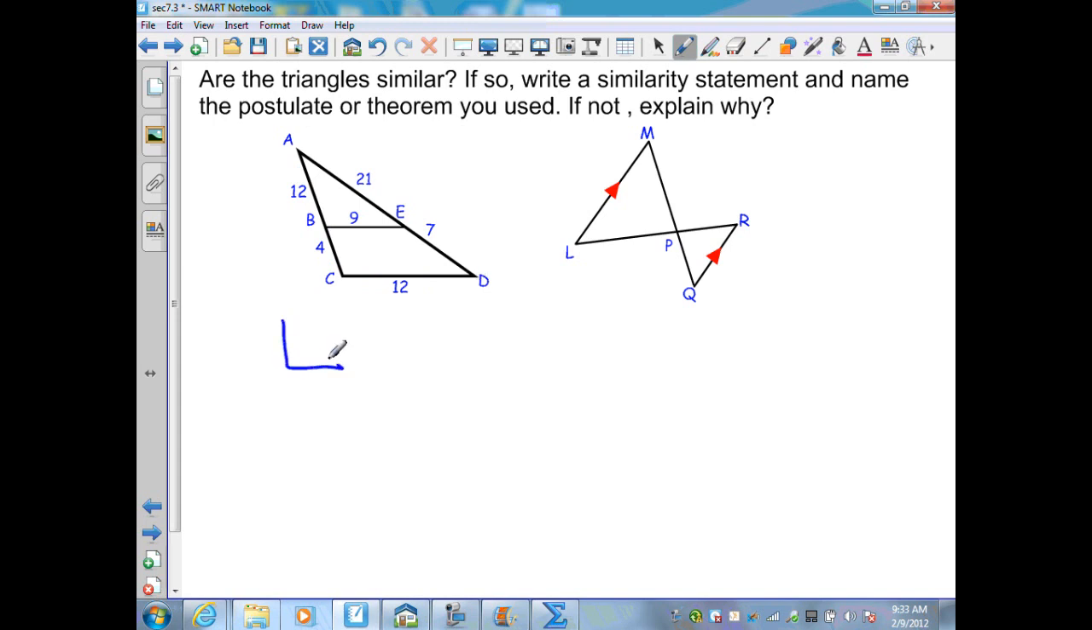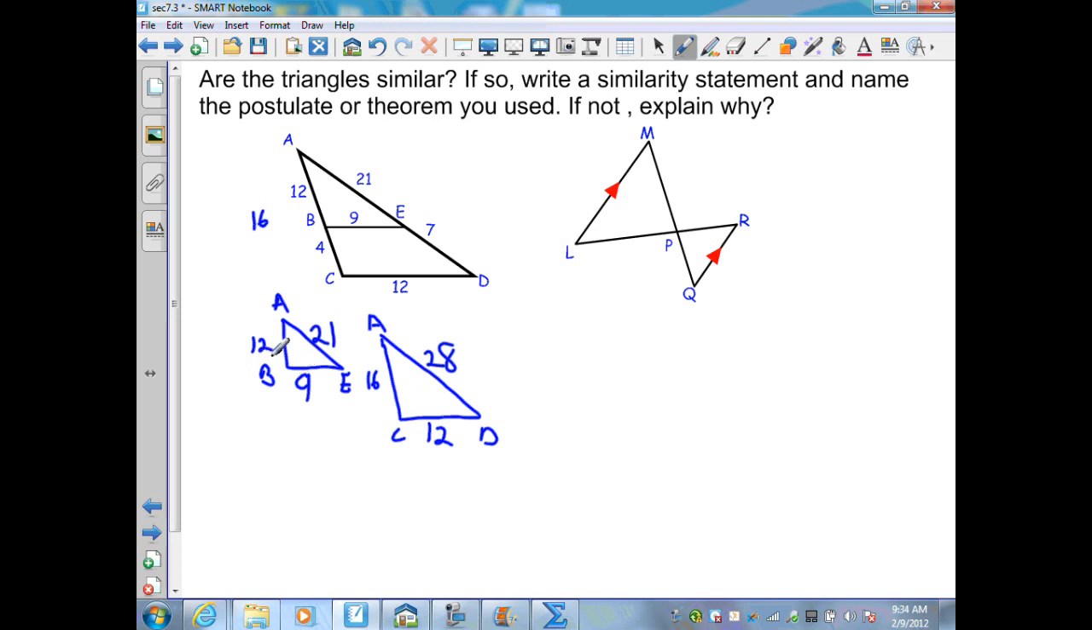ABE is 12, 21, and 9. And the large triangle, ACD, is 12 and 4 is 16, 21 and 7 is 28, and 12. Now I just set the sides in a proportion to determine if they are equal.